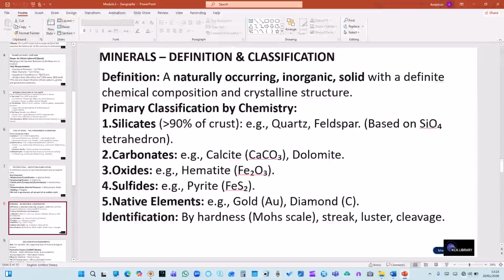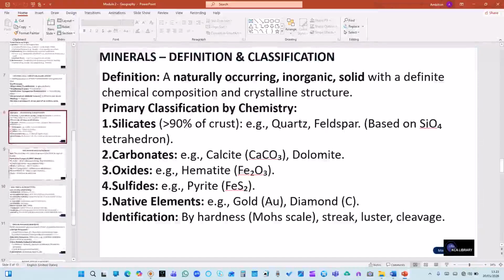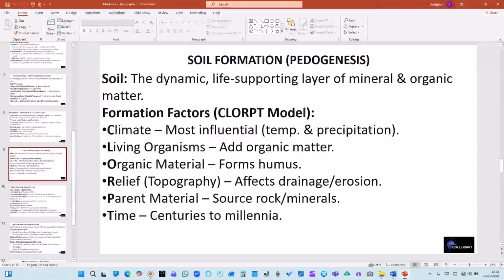Then we have the fifth mineral class, that is native elements, made up of gold and diamond. Then the identification is by hardness using the Mohs scale, streak, luster, and cleavage. That is how we can identify minerals and their types.